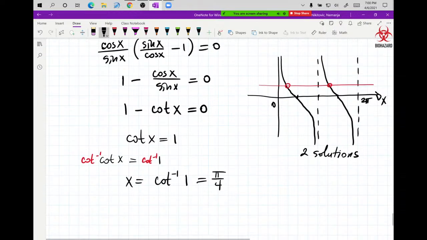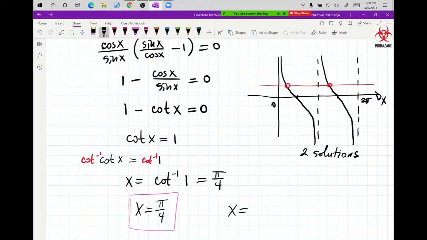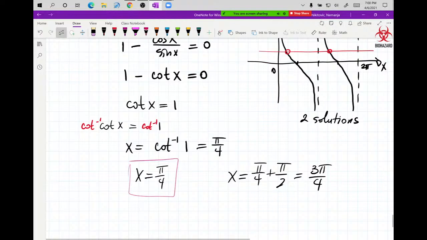So we found that our first solution is pi over 4. The second solution, we know, we add the period. So that's going to be pi over 4, and the period is pi, for the 5 pi over 4 total. So the second solution is 5 pi over 4. And there it is. Woohoo! 2 solutions. And yep, that's it.